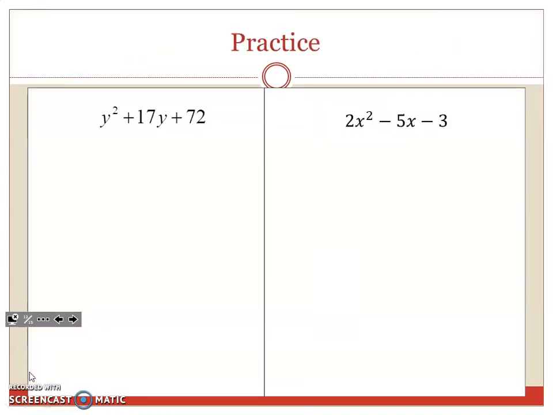We've got a couple practice problems here. I'm going to run through both of them. If you want to pause it and try them on your own, go ahead and pause it and try them on your own.